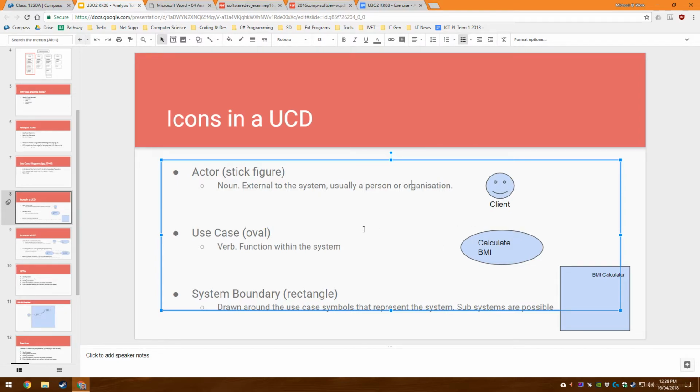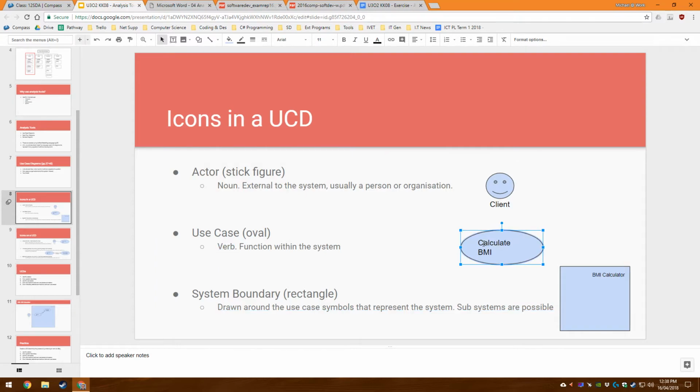The ovals are actually where the diagram gets its name, a use case. That is a function or a piece of processing that happens in the system. Usually it's a verb, like we're going to be doing something. In this example here it's calculate BMI, so calculate the body mass index. That's what this program is going to allow us to do. So the client is going to do this. That's the use case, what it will allow us to do.